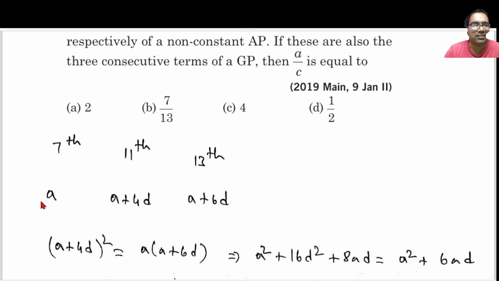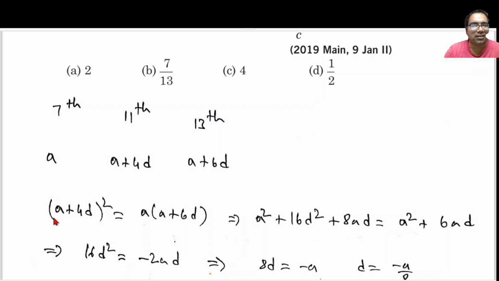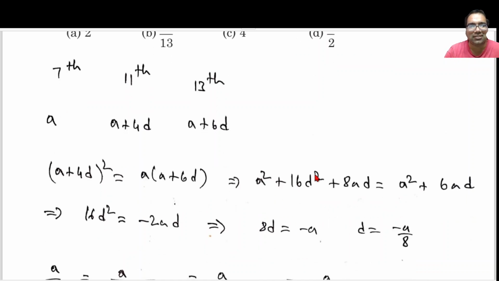Now these three, A, A plus 4D and A plus 6D, are in geometric progression. What does that mean? The product of the first term and the third term should be equal to the square of the middle term, because these are in geometric progression. So A plus 4D whole square should be equal to A into A plus 6D. That gives A square plus 16D square plus 2 into A into 4D, which is 8AD, equals A square plus 6AD. This A square and this A square get cancelled. We get 16D square equals 6AD minus 8AD, which is equal to minus 2AD.